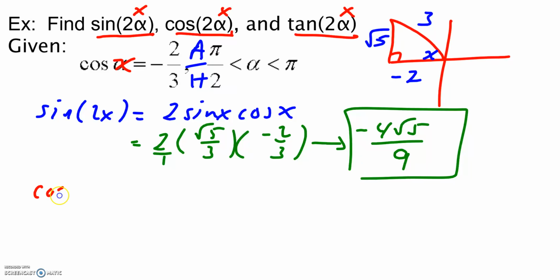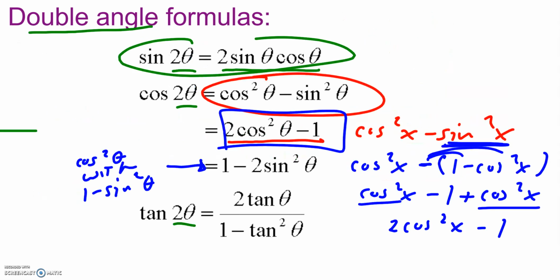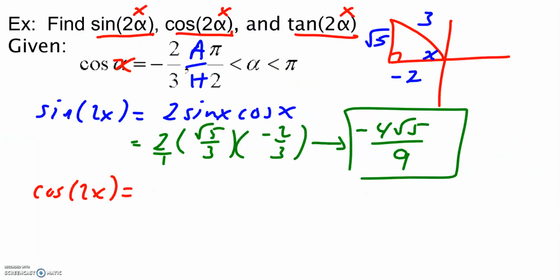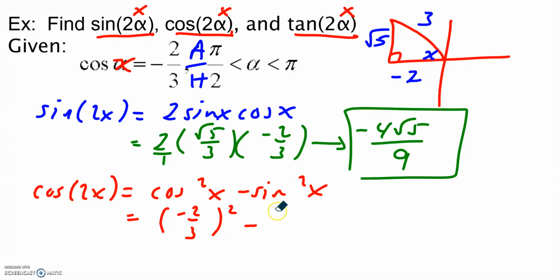If I would like to find cosine of 2x, I have my choice of 3 different identities. My favorite is cosine squared minus sine squared, so I'm just going to use that. I know cosine squared x minus sine squared x for the double angle. I don't know what the squareds are, but I do know what cosine is. I know that the ratio for cosine is negative 2/3, and then I would just square it. Minus the sine ratio is root 5 over 3 squared.